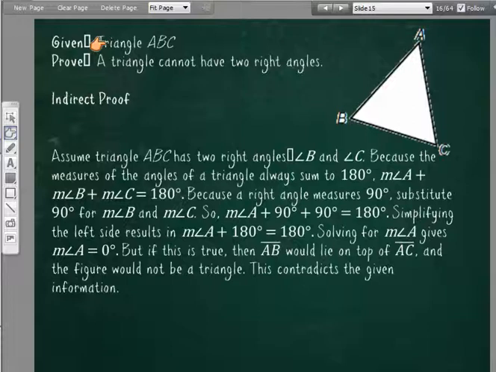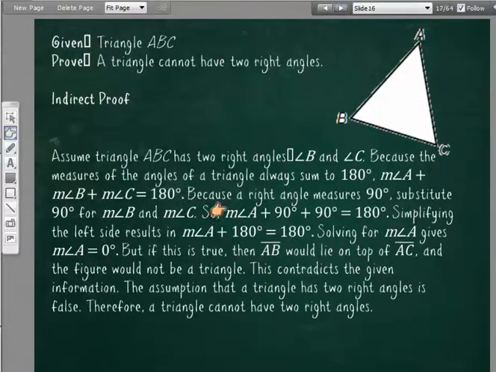Triangle ABC. Well, this last statement saying the measure of angle A would be 0 degrees and that the segments would lie on top of each other contradicts the given information that says triangle ABC. So my conclusion: the assumption that a triangle has two right angles is false. Therefore, a triangle cannot have two right angles. So there you go with an indirect proof.